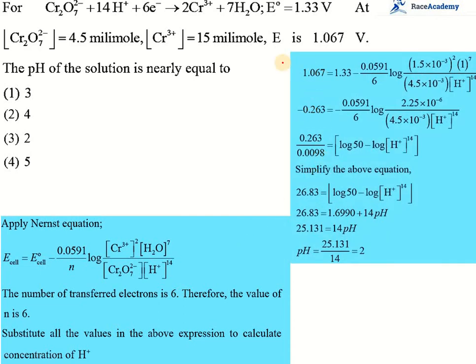See, 1.067 is the EMF value and the E0 value is 1.33. Upon simplification, the H plus ion concentration is inside the square bracket, and minus log of H plus ion concentration is considered as pH. After simplification, the pH we got is 25.13 by 14, which is 2, approximately 2. It is taken as 2. That means the pH is nearly equal to 2. So it is not exactly 2; it is approximately equal to 2.